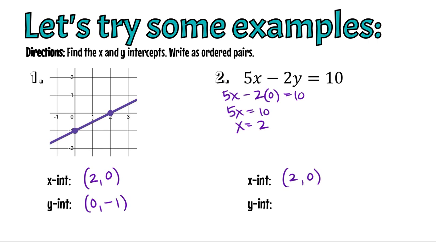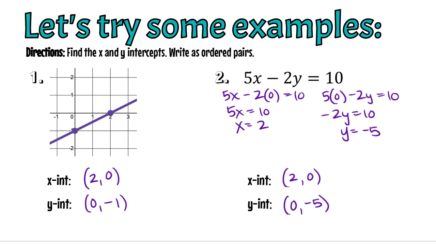Similarly, we know that when we look at this graph, and any graph, the point where the graph intercepts the y-axis, the x value is always 0. So we can plug in 0 for x in our equation, so we get 5 times 0 minus 2y equals 10. 5 times 0 is 0, so negative 2y equals 10. So y equals -5. So the point 0, -5 is the y-intercept for the equation 5x minus 2y equals 10.